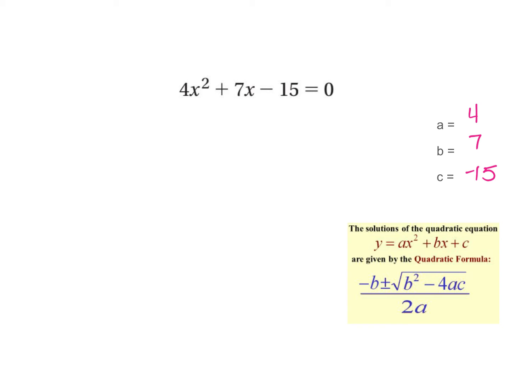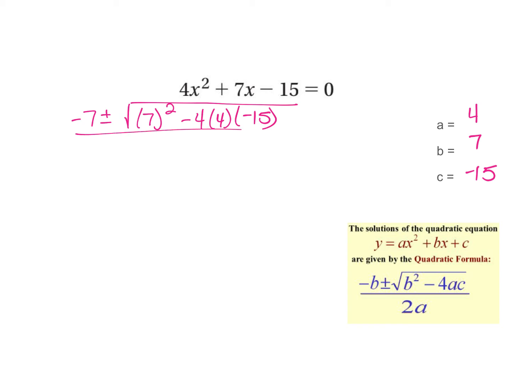So when I go to substitute, we would have negative 7 plus or minus the square root of 7 squared minus 4 times negative 15. So you'll notice it works best when one of those values is negative anyway. And then in the denominator, we would have 2 times 4, which is 8. So let's simplify where we can.